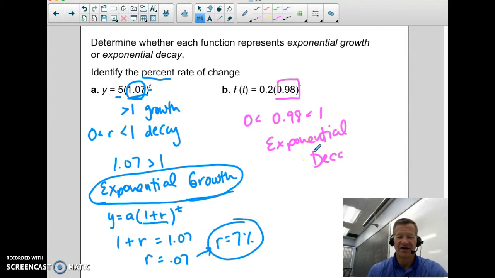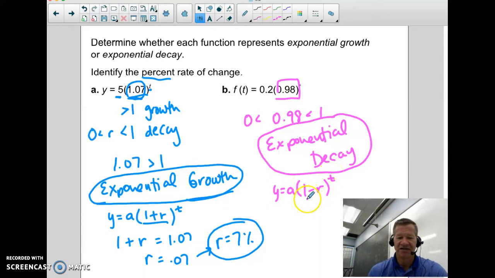Now, we remember that exponential decay, the difference is that in the equation, now instead of having a times 1 plus r, we have 1 minus r to the t. So this 1 minus r this time is 0.98. Okay, so what do you subtract from 1 to get 98 cents? You subtract 2 cents, right? So this r must be 0.02.